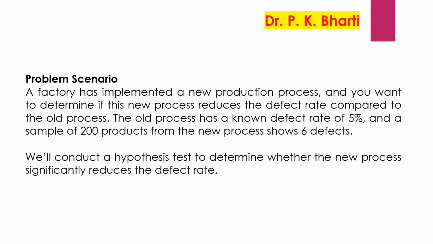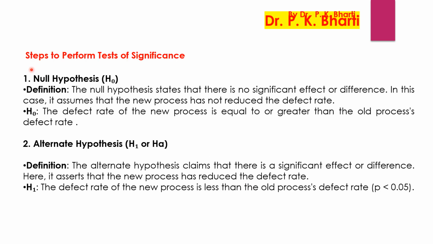For the above problem scenario, to perform the test of significance, the following steps can be followed. First of all, we will select a null hypothesis. The null hypothesis states that there is no significant effect or difference. In this case, it assumes that the new process has not reduced the defect rate. That is, the defect rate of the new process is equal to or greater than the old process defect rate.